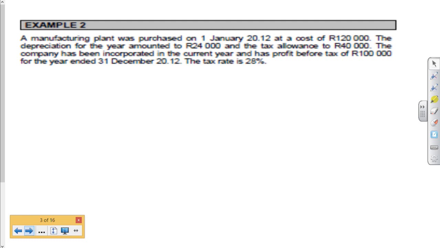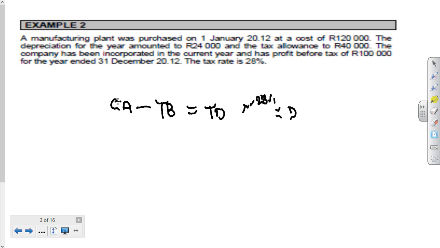Page 14. Okay, so a manufacturing plant was purchased 1 January 12 at a cost of 120. The depreciation for the year was 24 and the tax allowance was 40. The company has been incorporated in the current year and has profit. Okay, here's my deferred tax calc. Carrying amount minus tax base equals temporary difference times 28% equals deferred tax.